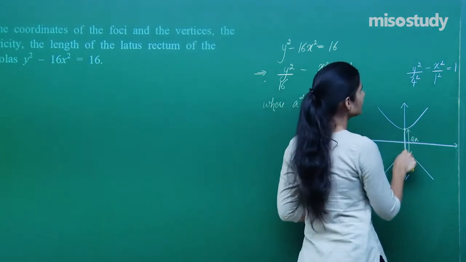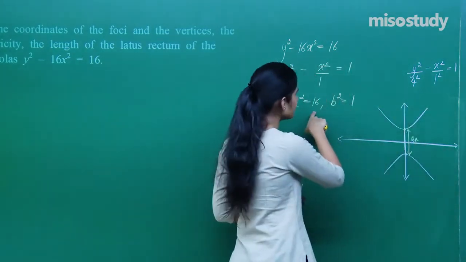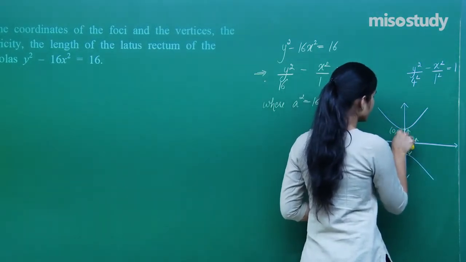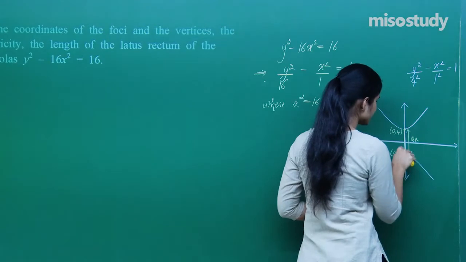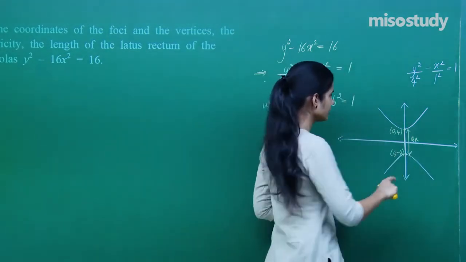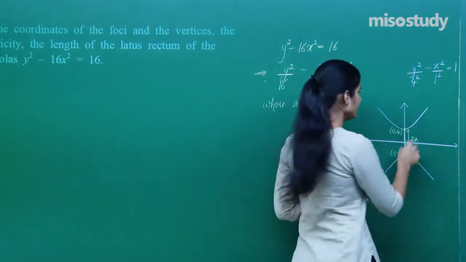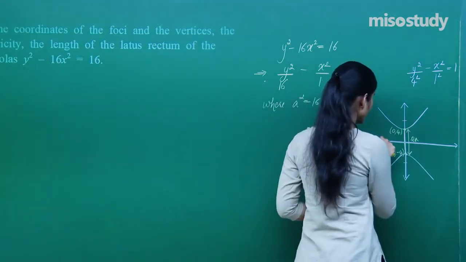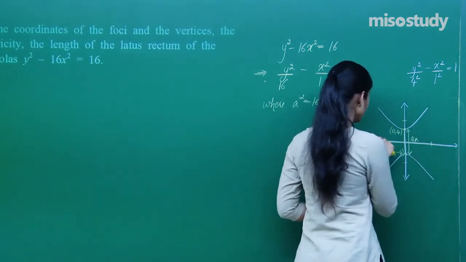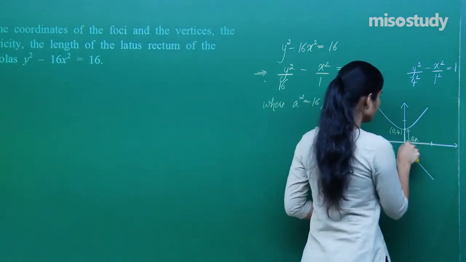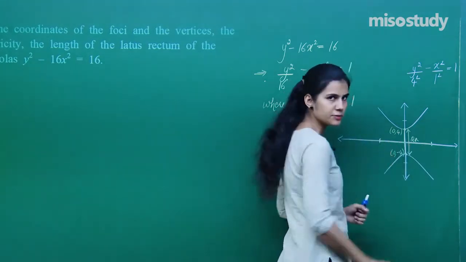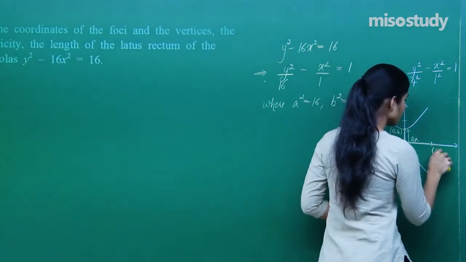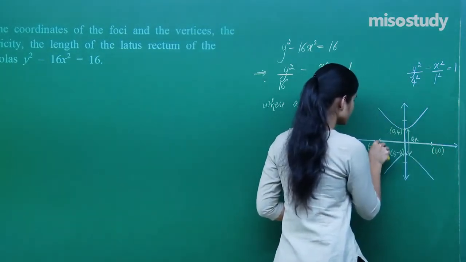So these points are going to have what? A square is 16, that means a is 4, b is 1. So this point is (0, a) and this is (0, -a). Here is your focus. The length of your conjugate axis is 2b. From here to here it is b, from here to here it is b. What is b? B square is 1 square, so b is 1. This is (1, 0). This is (-1, 0).